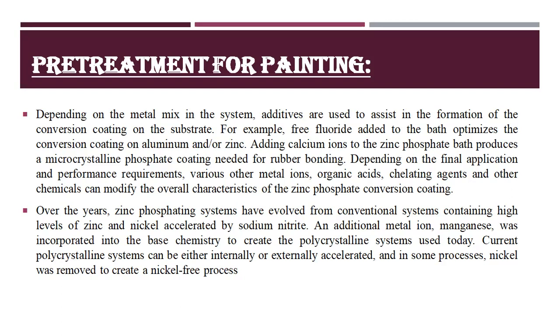Over the years, zinc phosphating coat systems have evolved from conventional systems, which contain high levels of zinc and nickel, which is accelerated by sodium nitrite. An additional metal ion, manganese, was incorporated into the base chemistry to create the polycrystalline system, which is used today. Current polycrystalline systems can be either internally or externally accelerated, but in some processes, nickel was removed to create a nickel-free process.